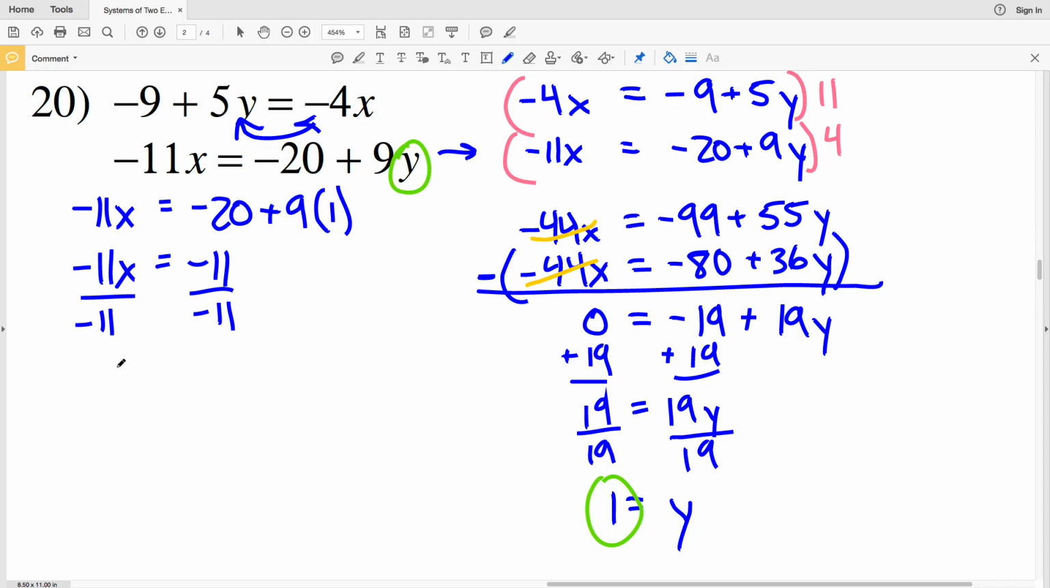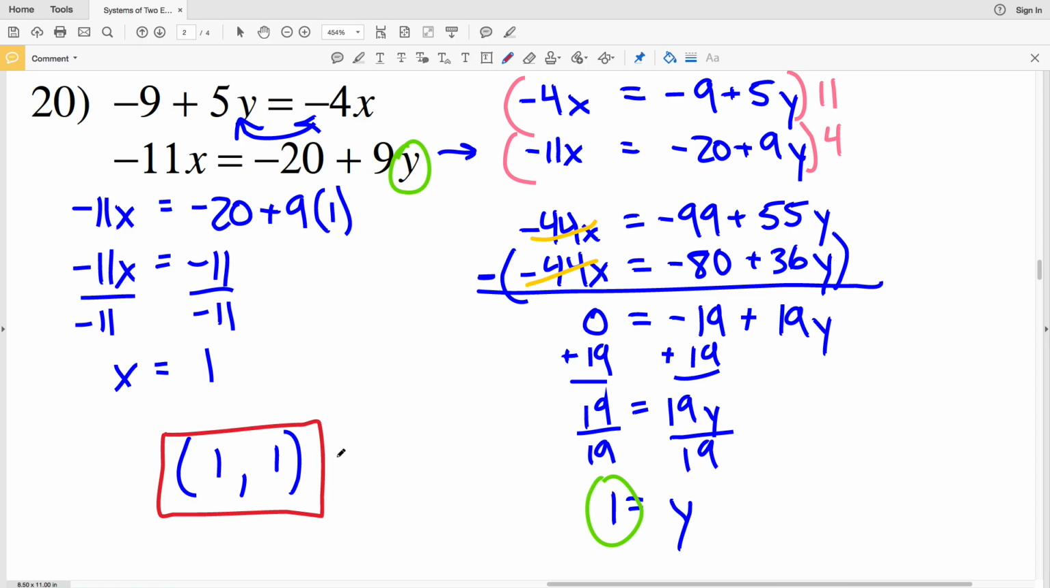Finally, I'll divide both sides by negative 11 to get that x is also equal to a positive 1. So in number 20, 1 and 1 is my solution. 1 for x and 1 for y.